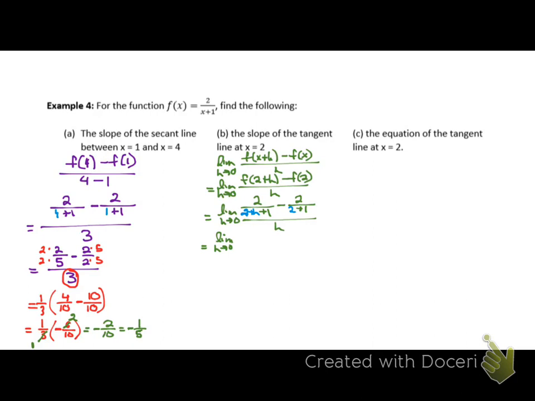So I'm going to take the h and pull it out front. This is going to be 1 over h times, and then I'm going to simplify this. So if I have 2 plus h plus 1, I actually have h plus 3. So it's going to be 2 over h plus 3 minus 2 over 3.